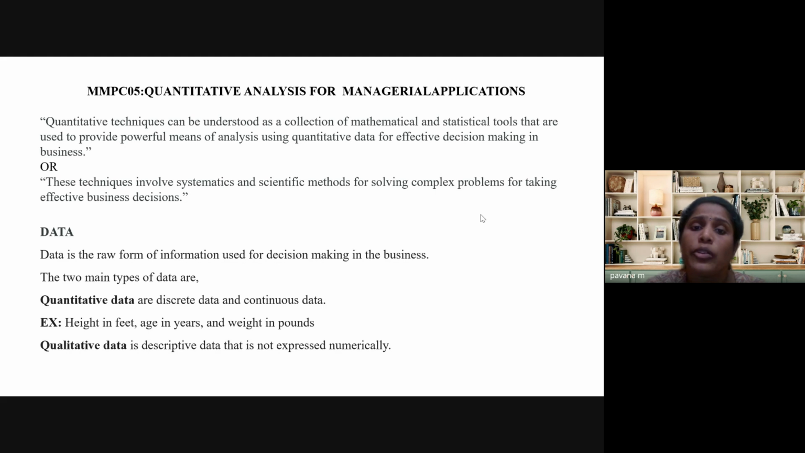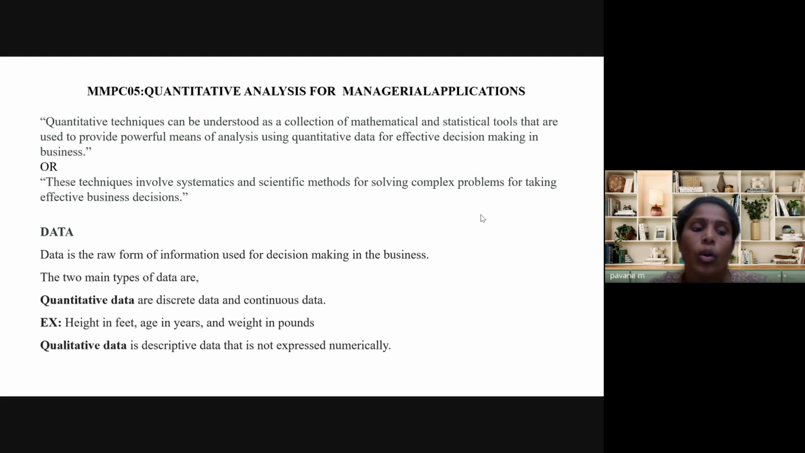So for that, first we have to know what data is, because whatever techniques we are applying, we are applying these tools on the data. So what is data? Actually, data is a raw form of information. For any situation, if you want some data, the data is in a raw form. When you apply that data to that particular situation, then it becomes information for that situation. But when you are just keeping records, it is data, not information for that situation. So data is a raw form of information used for decision making in the business.